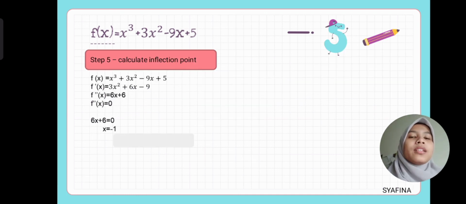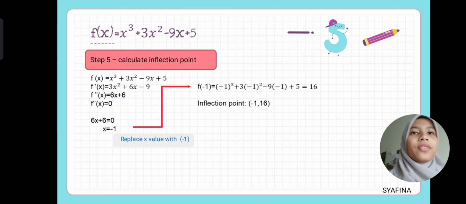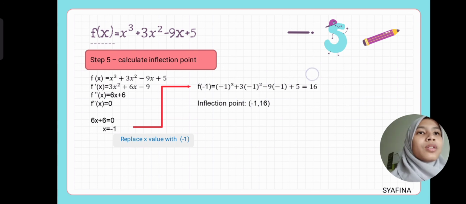Now we will go to step 5, which is calculate the inflection point. First of all, we need to replace the x value with -1 in the original equation, f(x) = x³ + 3x² - 9x + 5. So we got the answer 16. And the inflection point is (-1, 16).